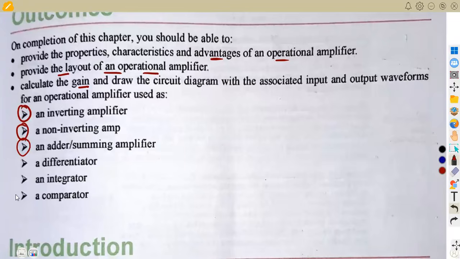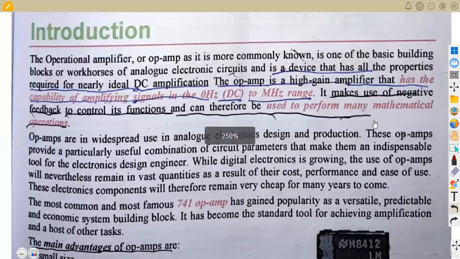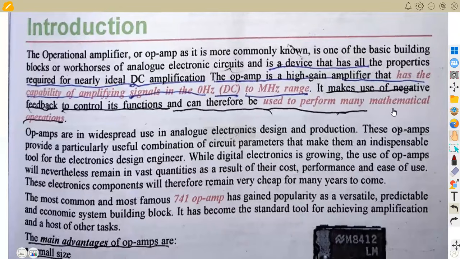Then we've got a differentiator. We also have an integrator and a comparator. So you're supposed to know the diagram of each because you might be given questions where you need to draw. So you're supposed to know each and every part of your amplifier.